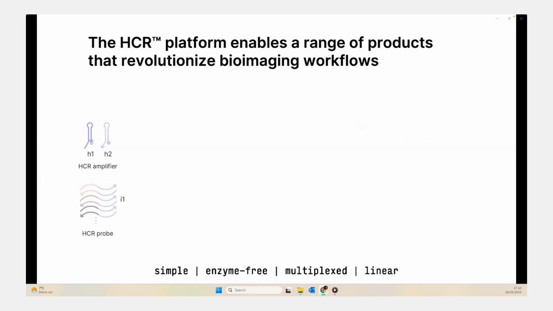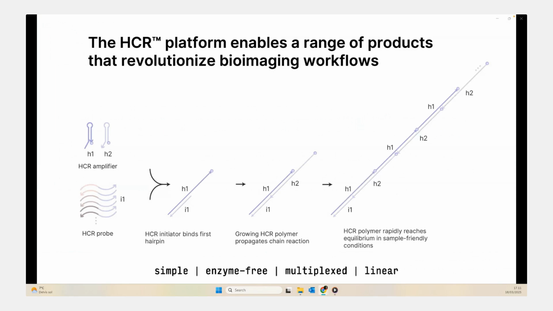After probe hybridization, the initiator I1 opens the H1 amplifier. The initiator sequence in the opened H1 amplifier will open the H2 amplifier. The H2 amplifier contains the same sequence as I1, which causes the next H1 amplifier to open. And the process repeats itself, which leads to the formation of a fluorophore or hapten labeled HCR polymer.